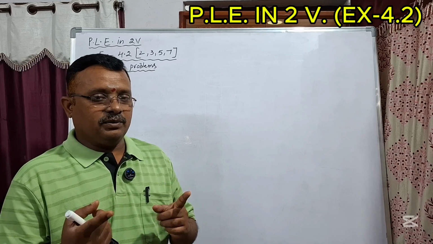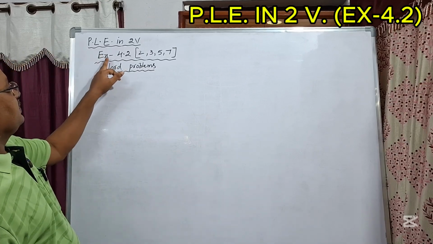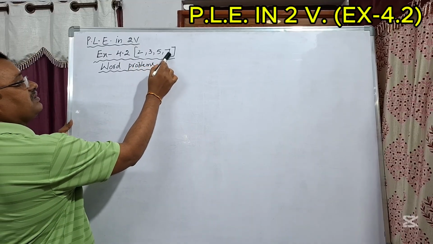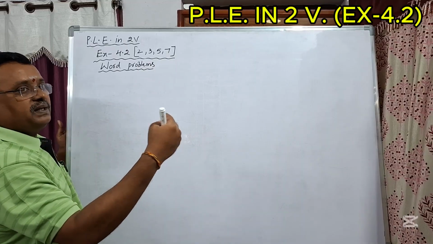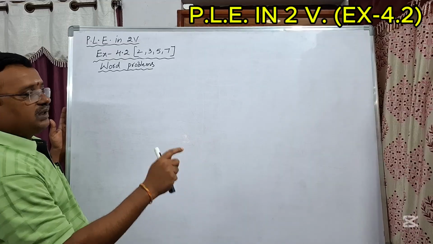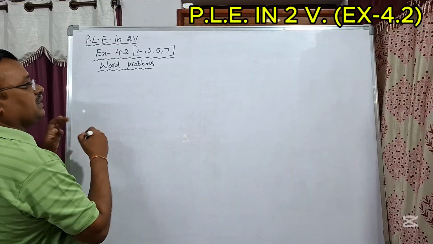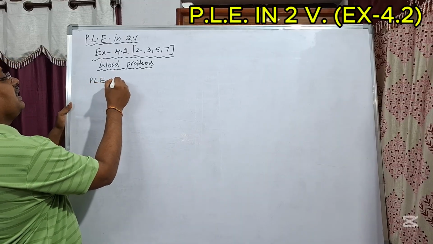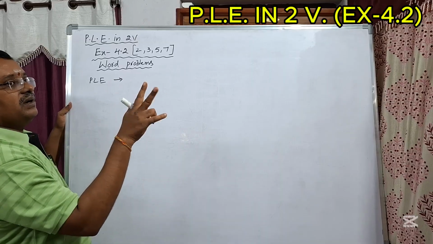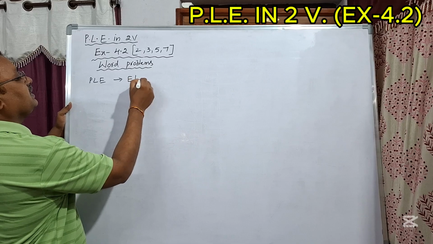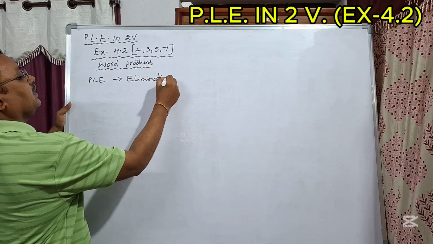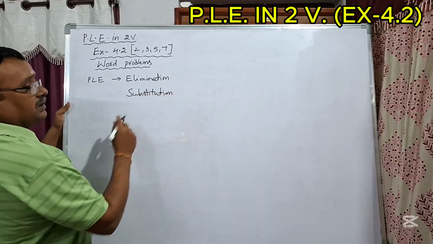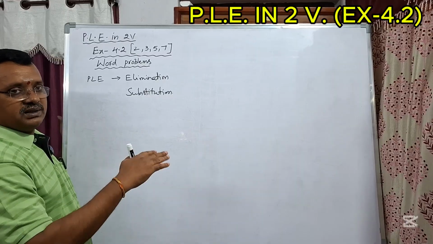As I told you before, today we are going to discuss exercise 4.2 important problems. Only 4 problems I am explaining: 2, 3, 5, 7, which are repeatedly asked questions. That's why I have taken them. These are word problems. We have to convert these word problems into a pair of linear equations. Then we have to apply any one of the two methods, the elimination method or the substitution method. Using any one method you can answer.